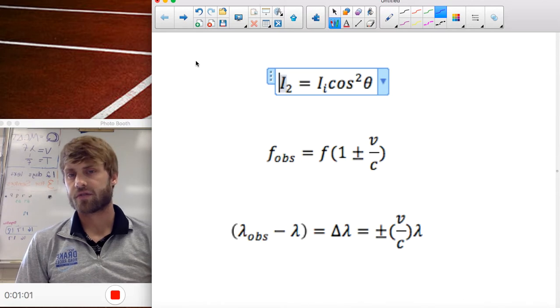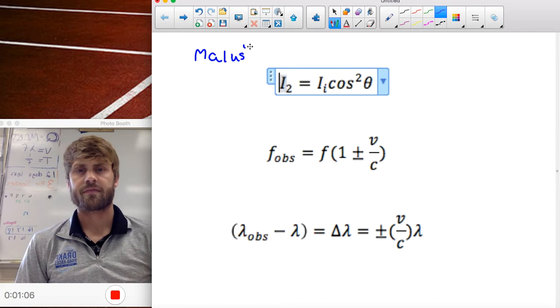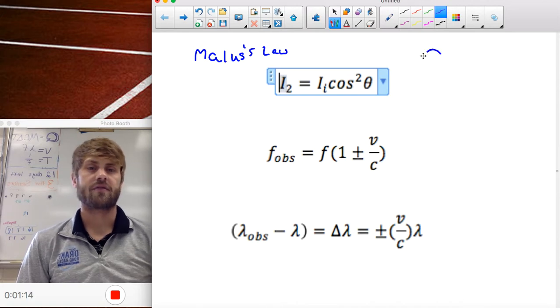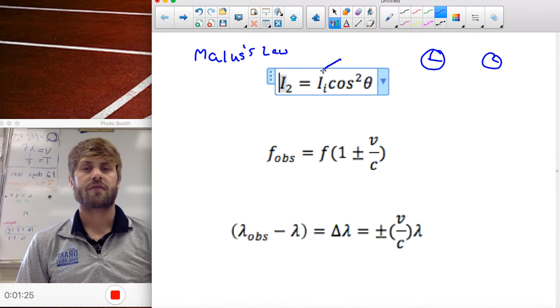This first one is called Malus's law, and it talks about light being polarized and the intensity of that light. So if we have two polarizing filters, and they're each going to have an angle that it polarizes light. So this first I is the light intensity after the first filter.